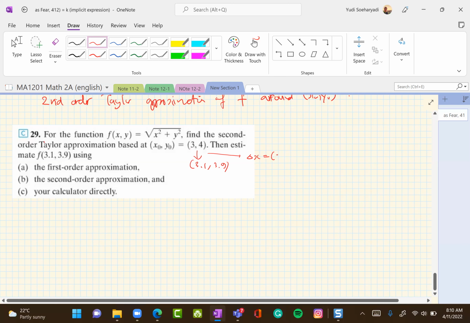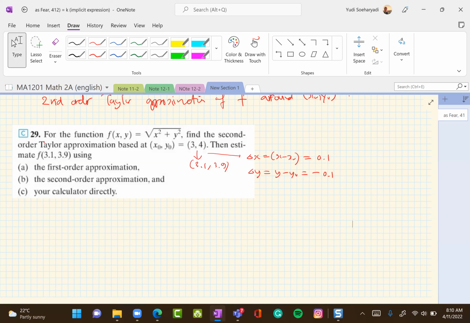So this is nothing but x minus 3, so 0.1, right? Delta y is, okay, so this one is negative 0.1. Okay, so let's look at the first order approximations.